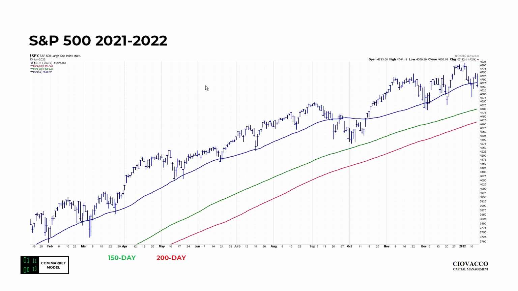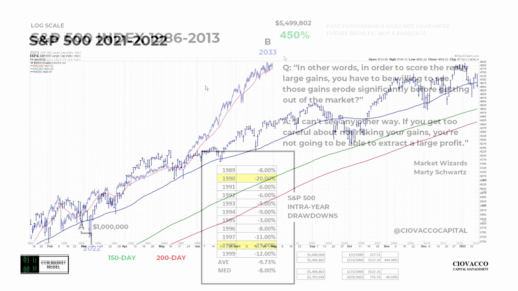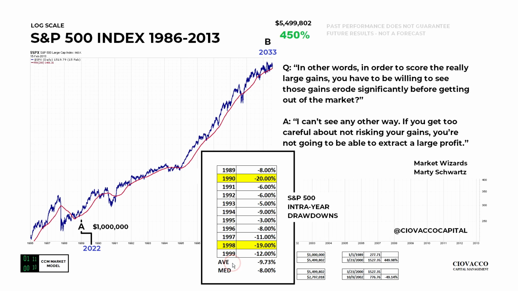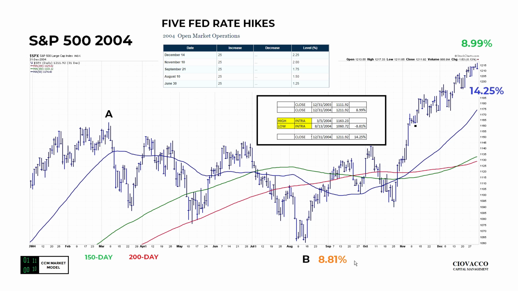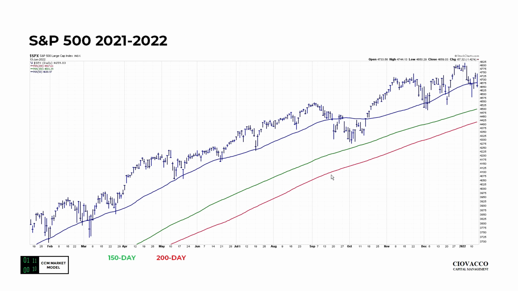Last week, we talked about realistic expectations. Remember last week, we said the average intra-year drawdown between 1989 and 1999 was almost 10%. The median drawdown, about 8%. Here's an 8% drawdown here. And when this is the topic, we just have to be very, very careful about overtrading. So even in the present day, drawdowns are 100% normal and to be expected.